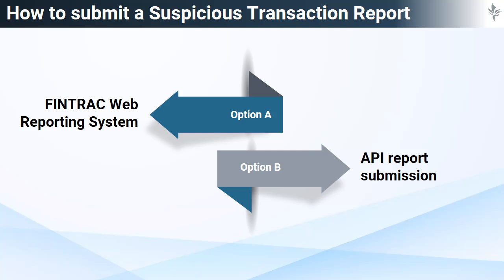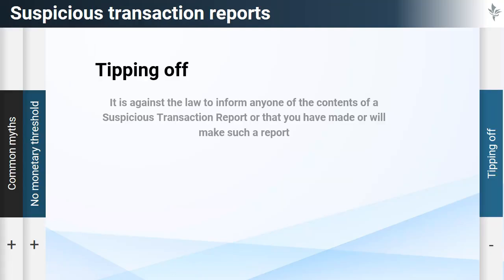Let's look at some additional information regarding suspicious transaction reports. First, you should know that it is against the law to inform anyone, including the borrower, of the contents of a suspicious transaction report, or that you have made or will make such a report if informing them is done with the intent to prejudice a criminal investigation. This applies whether such an investigation has begun or not.